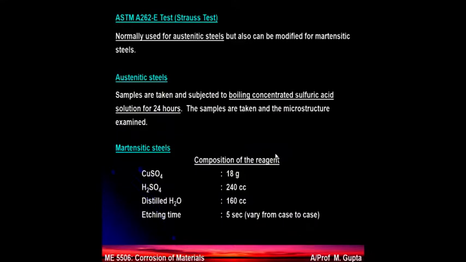So this was a problem that came from the industry when they were using the martensitic steels. And these tests are all tailored for austenitic steels. So apparently it was modified for martensitic steels, and a new solution was created, and it was etched to reveal whether there are precipitates at the grain boundary or not.